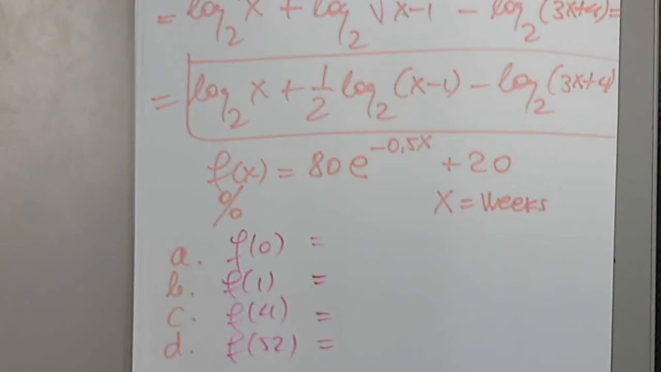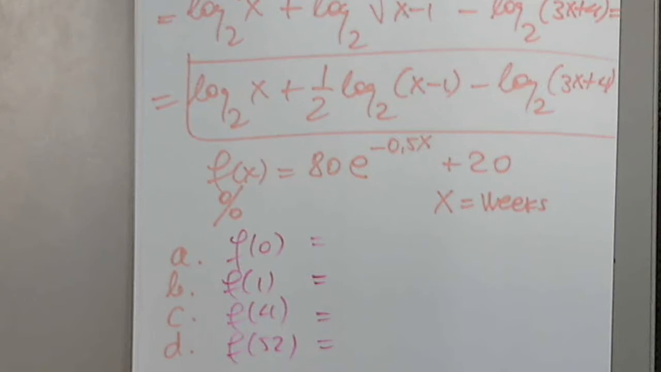Careful how you put it in. 80 multiplied by e. Do not forget parentheses. Negative 0.5 x. Close the parenthesis for the power, and come down from the power, plus 20. Any questions so far?